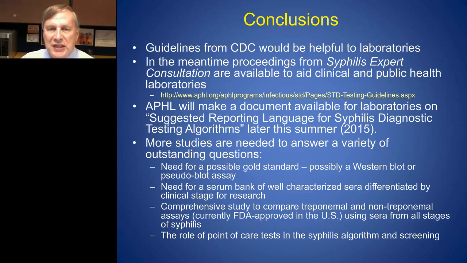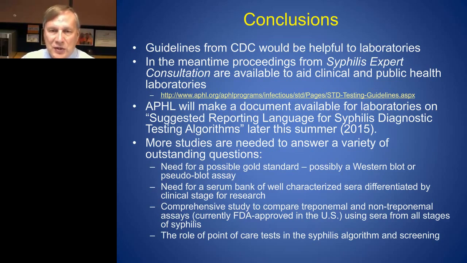And more studies are actually needed to try and answer some of the questions that didn't get answered at the work group. And some of those questions are, is there a need for a gold standard? Possibly a Western blot or a pseudo blot, a REBA, something like that. Do we need something like that to differentiate between one positive treponemal test and a negative non-treponemal test, or two positives and a non-treponemal test? Some kind of a reference referee standard of some sort. Is that necessary?